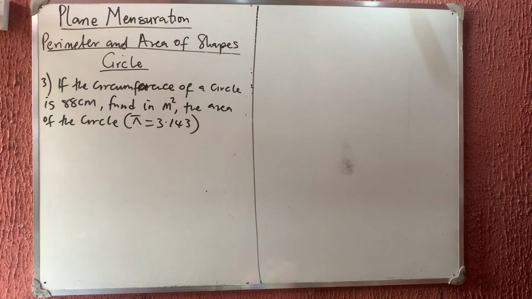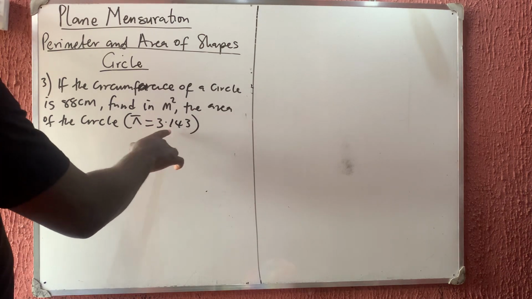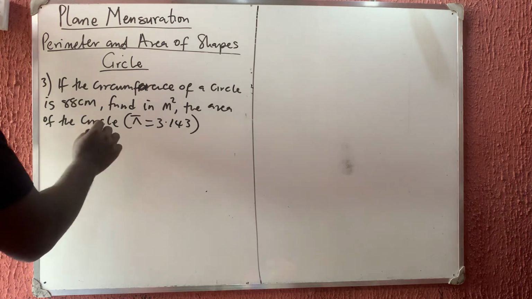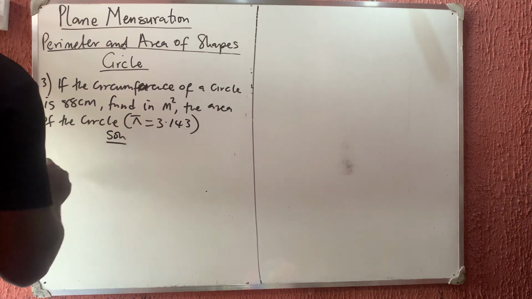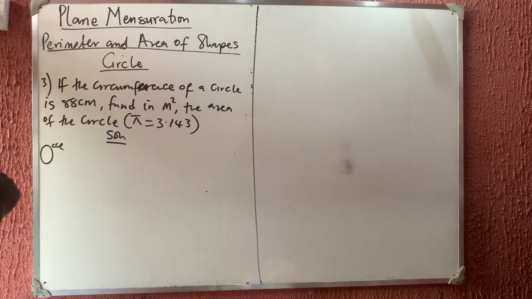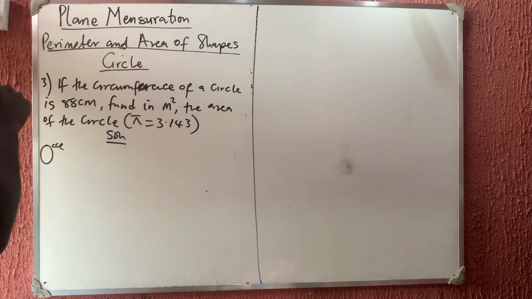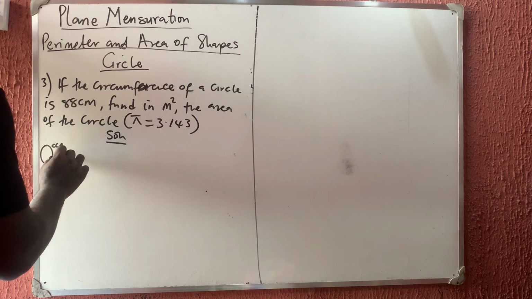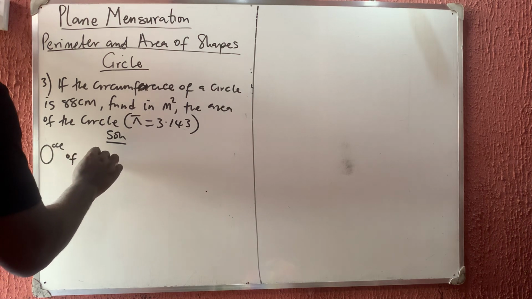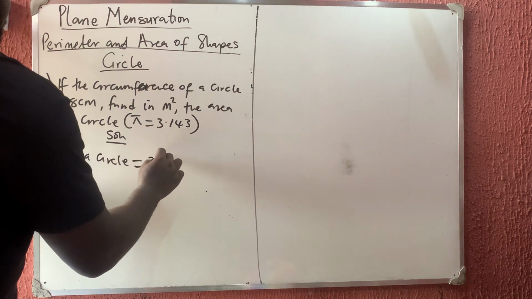Whenever you are told what to take pi as, that is what you will take pi as. So you don't go and use 22 over 7 when they have already told you to use pi as this. So solution, we know that first of all, the circumference of a circle, if you want to write circumference in short form, you say C with a superscript, is equal to 2 pi r.